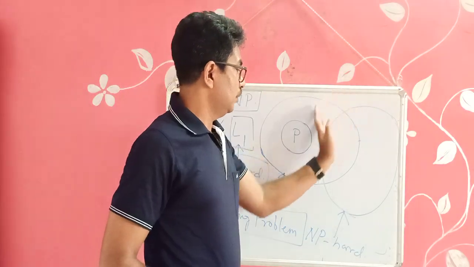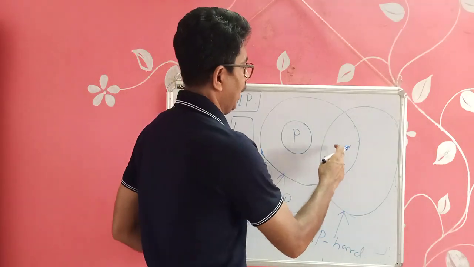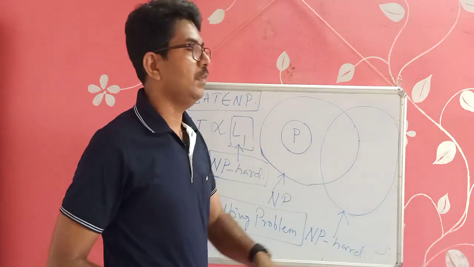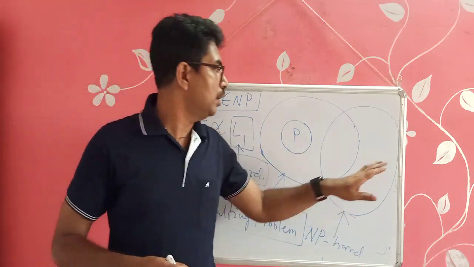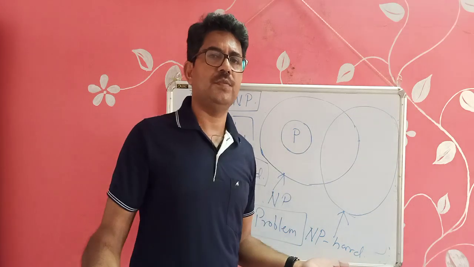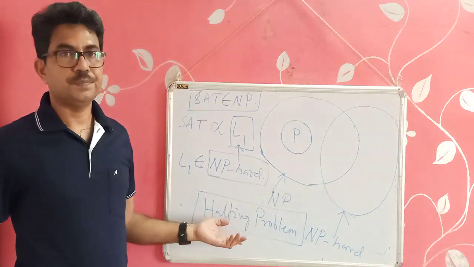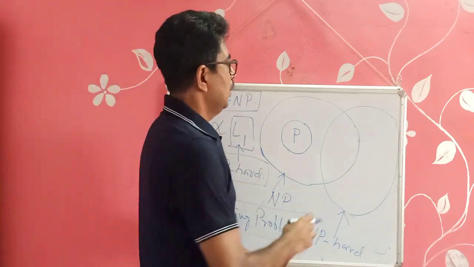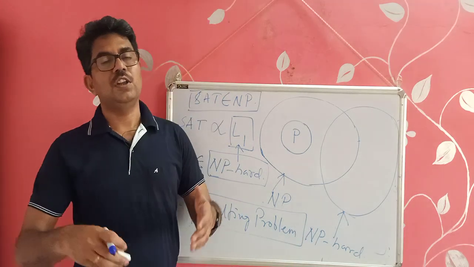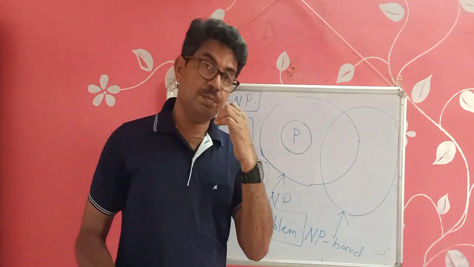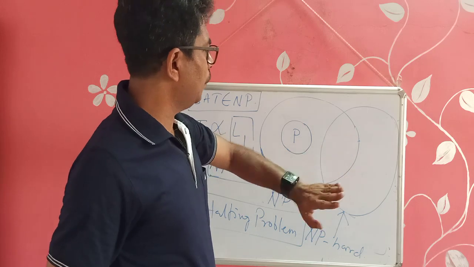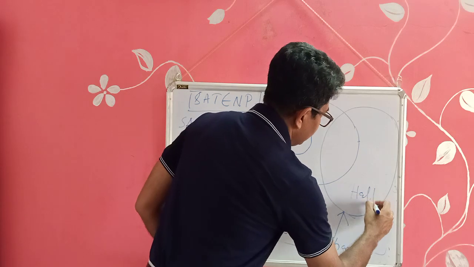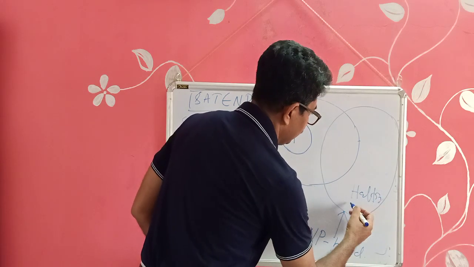Within this class, some of them have a non-deterministic polynomial time algorithm, and some of them do not. They are not having any kind of solution till now. Just like the halting problem, there is no such solution for solving the halting problem. Not deterministic, not even non-deterministic. Deterministic and non-deterministic both are not present to solve the halting problem. So the halting problem can be said to belong here.